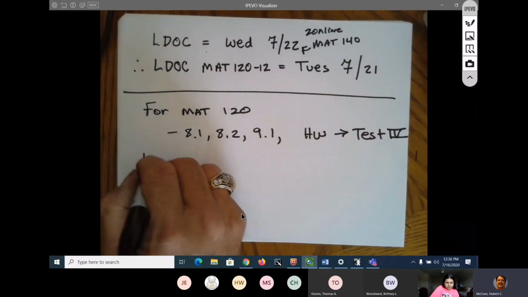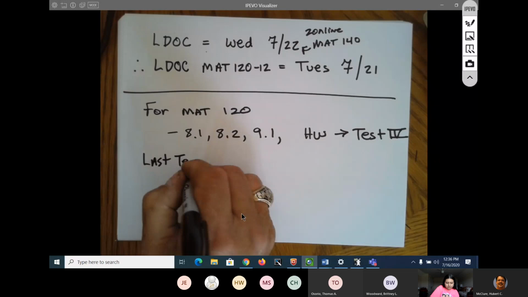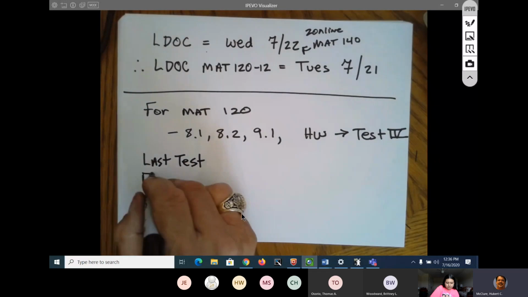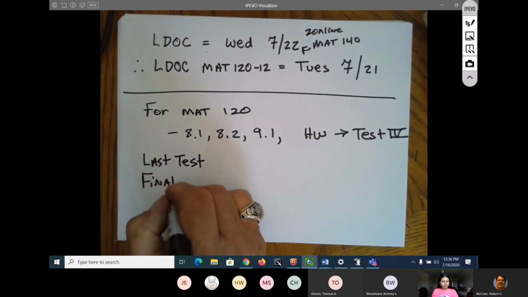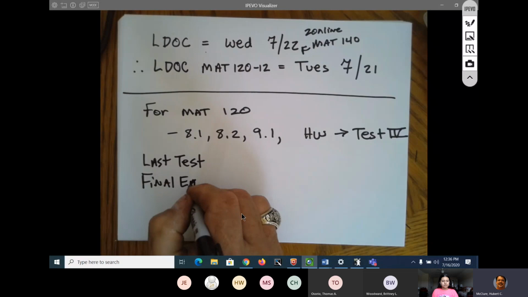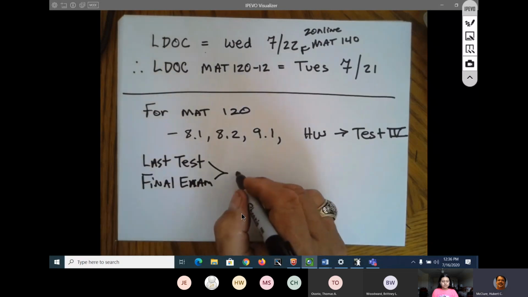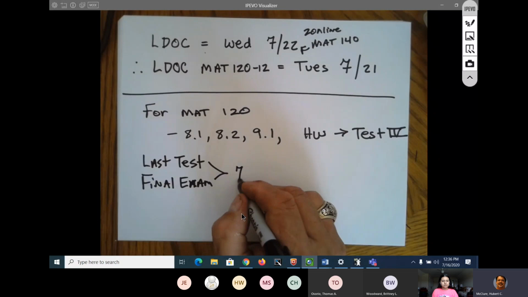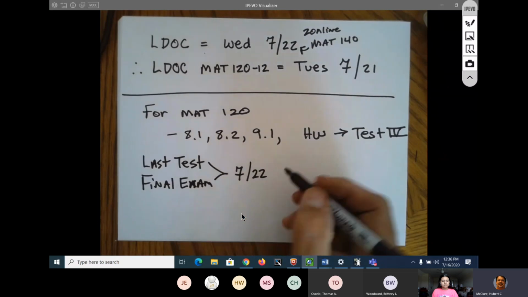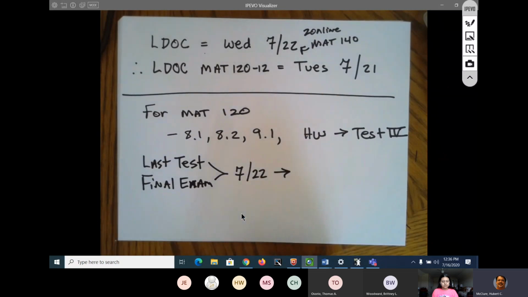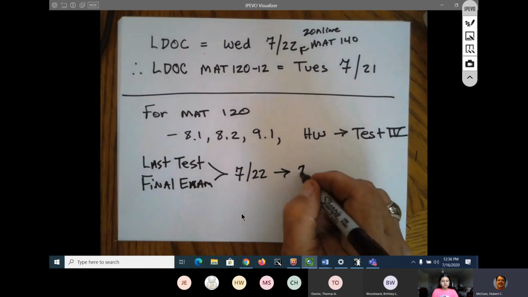Last test and final exam will start on the 22nd or 23rd, 7/22. And will last, somebody look up the final exam date. When is the last day of final exams? The 27th. 7/27.